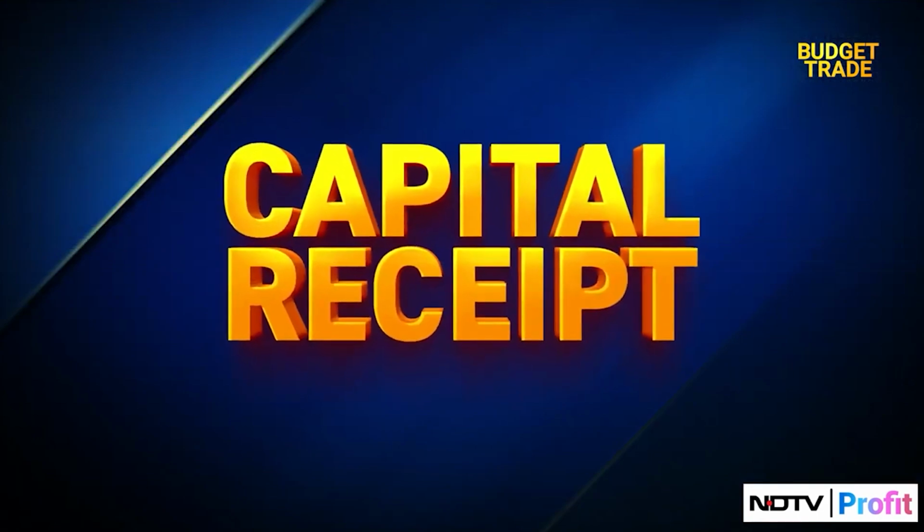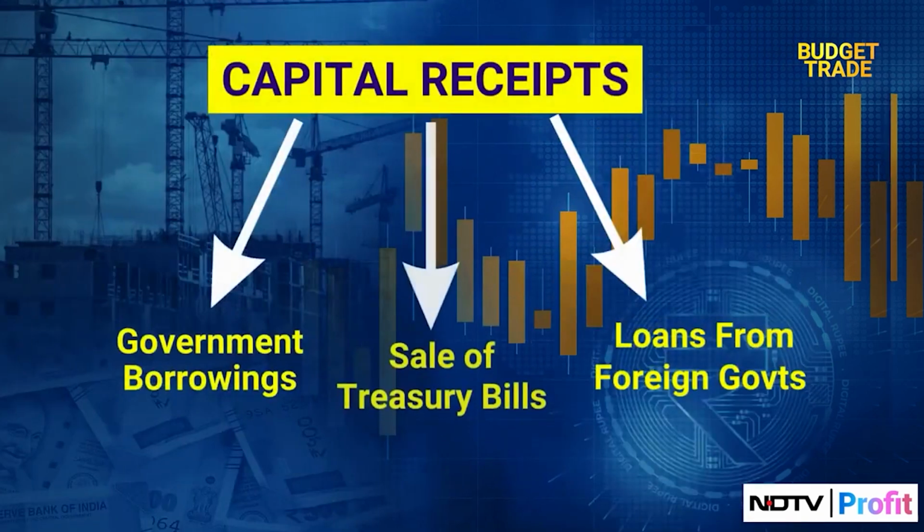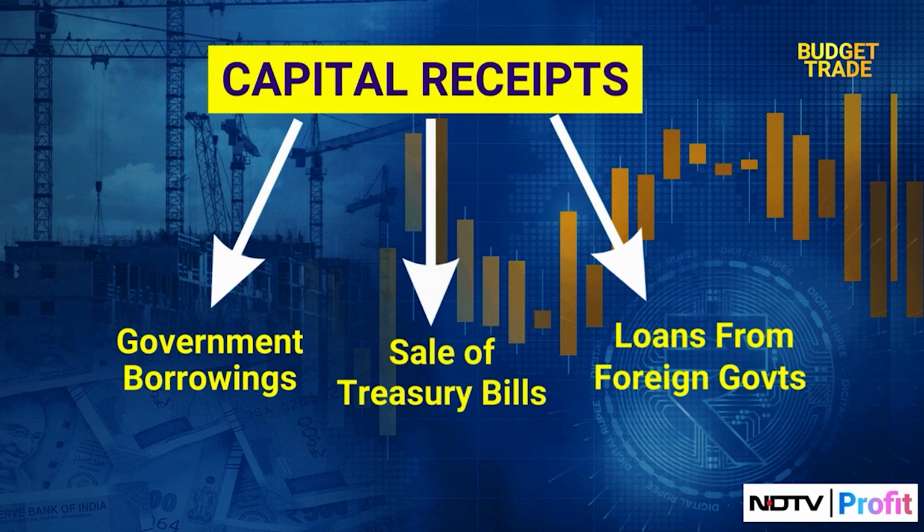The next word is capital receipt. Capital receipt is nothing but the loans raised by the centre from the market, government borrowings from the Reserve Bank of India and other parties, and the sale of treasury bills. Loans received from foreign governments form a part of capital receipt.